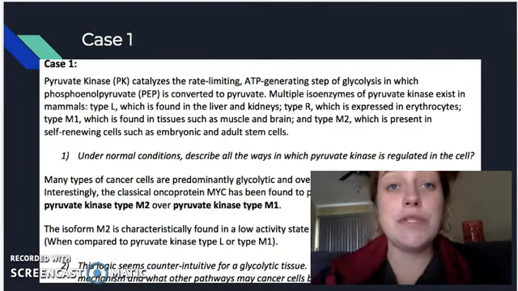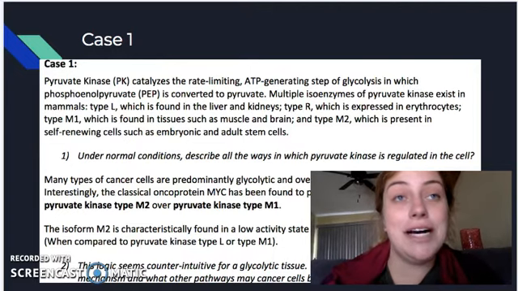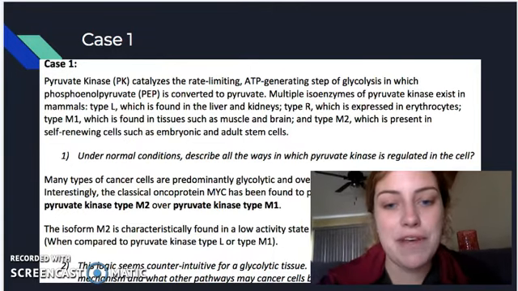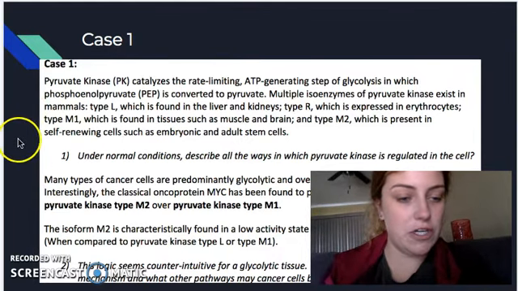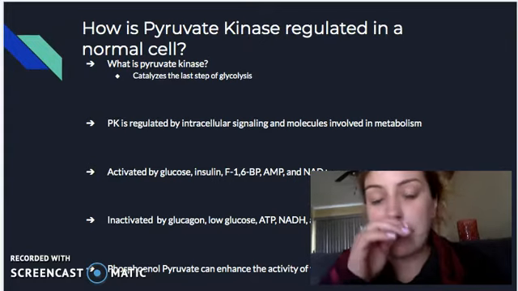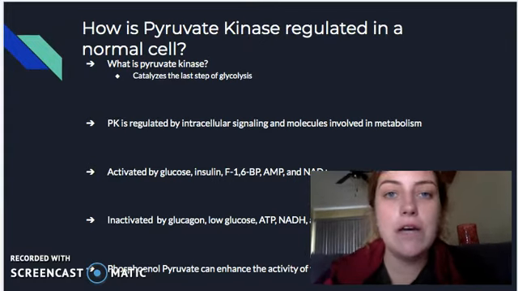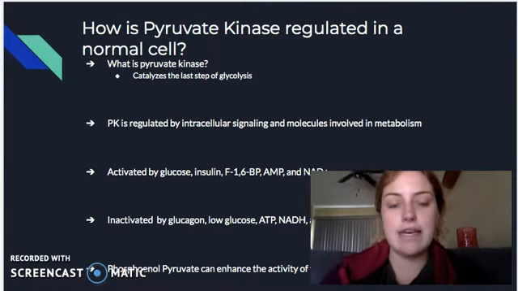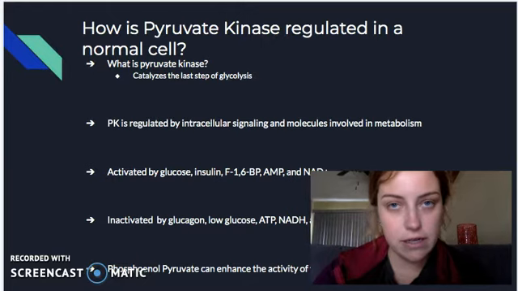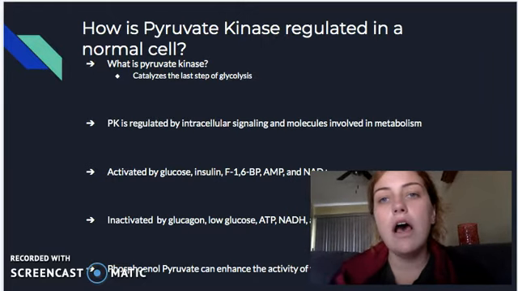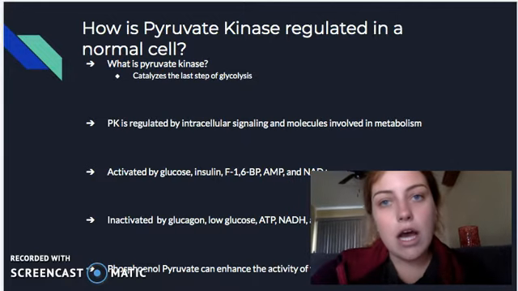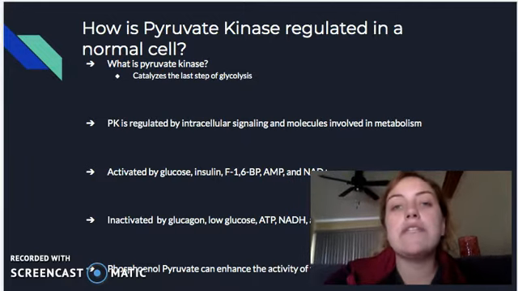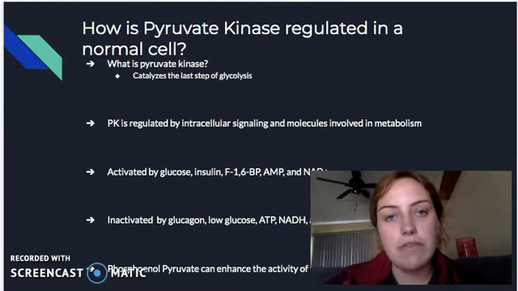This was a really challenging question for me. It took a lot of critical thinking, but I came up with a couple different things. So we'll get started. With the first one, how is pyruvate kinase regulated in a normal cell? Just to start off, pyruvate kinase is an enzyme that catalyzes the last step of glycolysis, the conversion of phosphoenolpyruvate and ADP to pyruvate and ATP. It transfers the phosphate group from phosphoenolpyruvate to ADP.